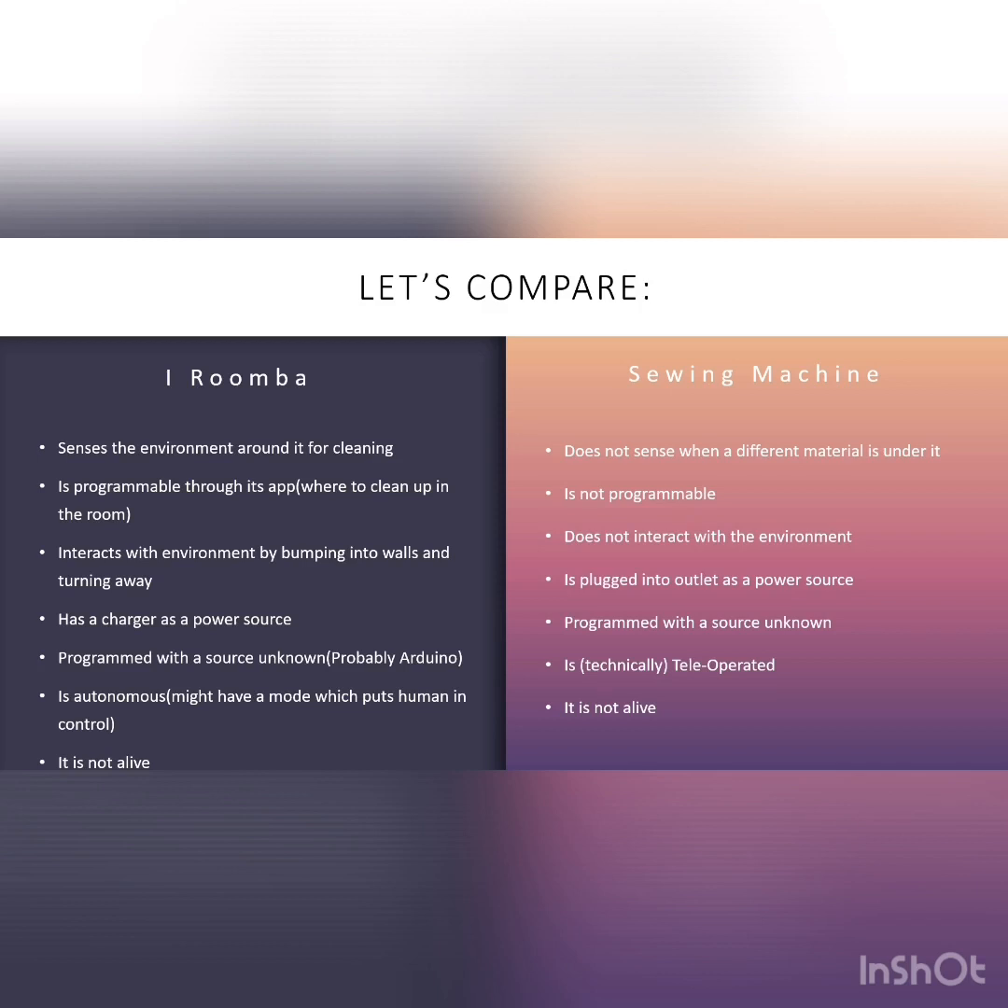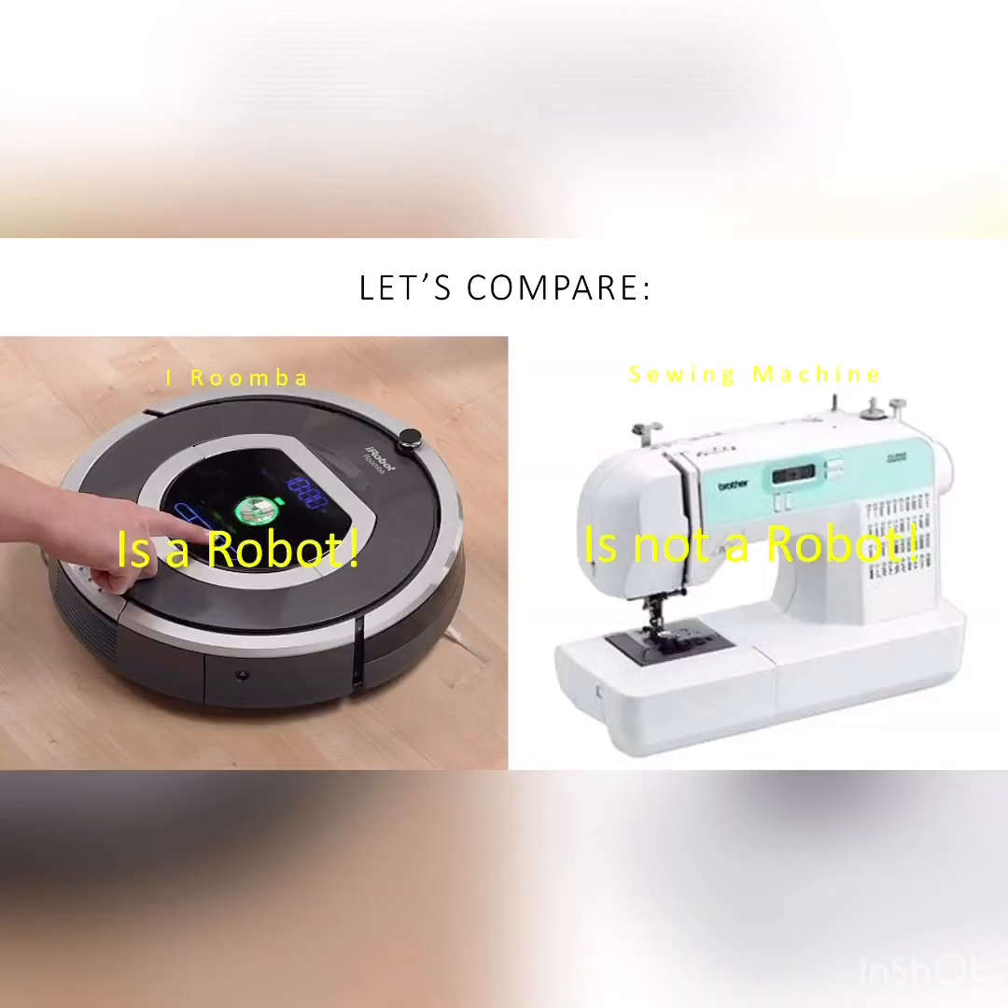And now the Roomba is not alive and the sewing machine is not alive. So let's see. The Roomba is a robot and the sewing machine is not a robot, because the Roomba met all requirements. The sewing machine is a machine, but it doesn't meet all the requirements that I have.